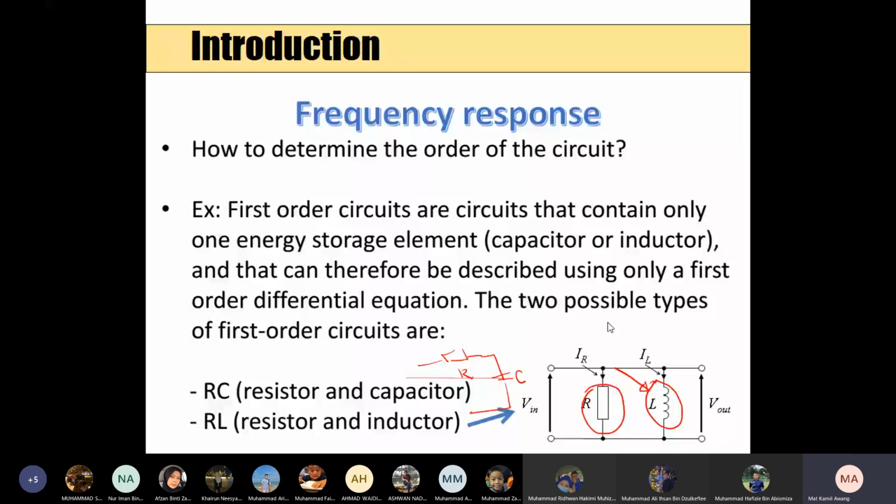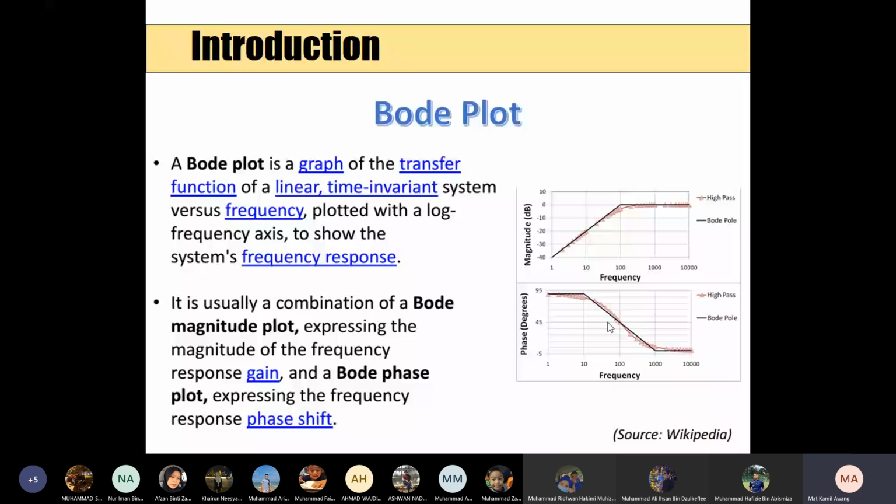For the second order, basically you have two storage elements. Or if you have an equation where you have 1 over s plus something multiplied by 1 over s plus something, or 1 over s squared plus bs plus c, then that is a second order, right?